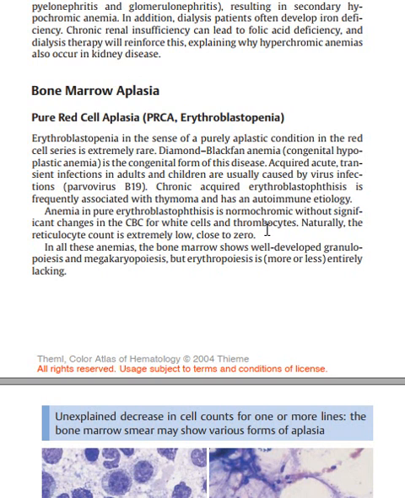So when you have an acquired acute transient infection, in adults and children, usually caused by viruses such as parvovirus B19, it may also cause a red cell aplasia. Is it clear? So when you have an acquired infection with parvovirus B19, it's also going to cause a red cell aplasia. Now, this is an acute case. Now in case of a chronic acquired erythroblastopenia, it is frequently due to a thymoma or an autoimmune etiology.